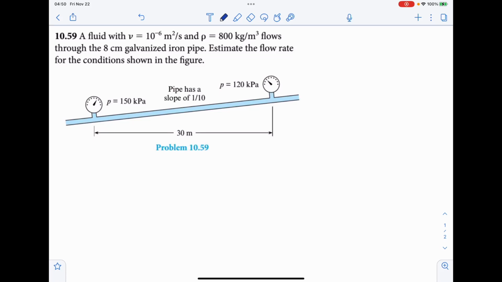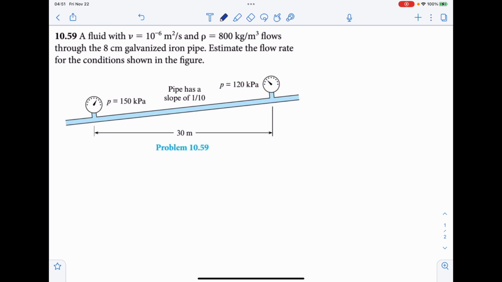In this video we're going to go through homework 12. Let's look at the first problem, 10.59. We have a fluid with viscosity equal to 10 to the negative 6 meters squared per second, and the density is 800 kilograms per cubic meter. And the pipe here is an 8 centimeter galvanized iron pipe.